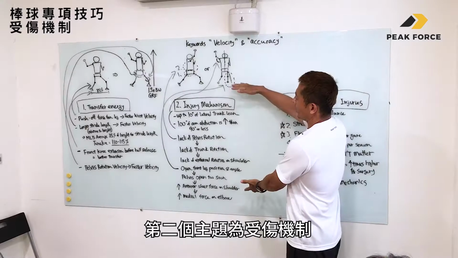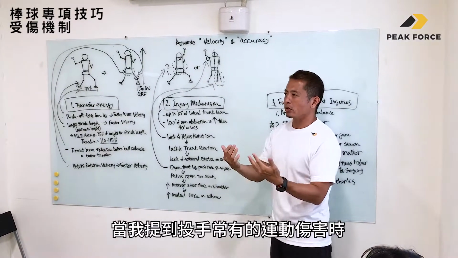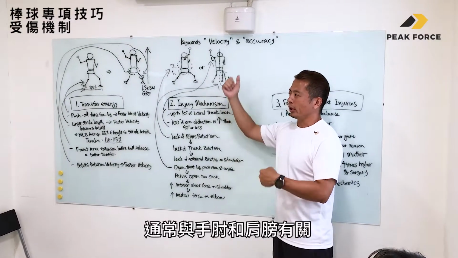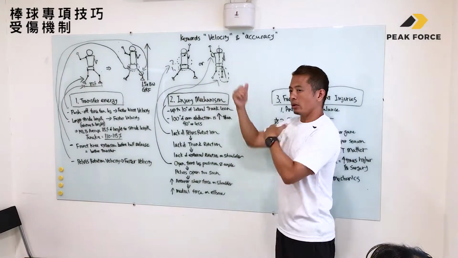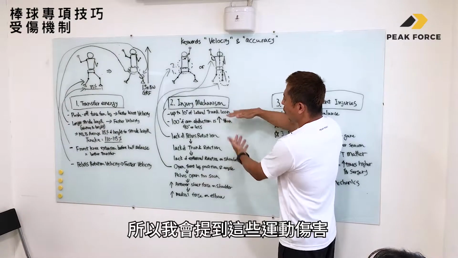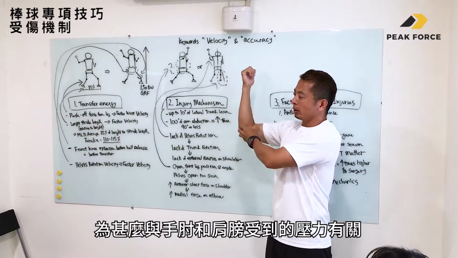So let's go to the second part of injury mechanism. When I mentioned the injuries for pitchers, usually the very common ones are elbow and shoulder, right? So I'm going to talk about what is actually related to having such stress going to the shoulder and the elbow.